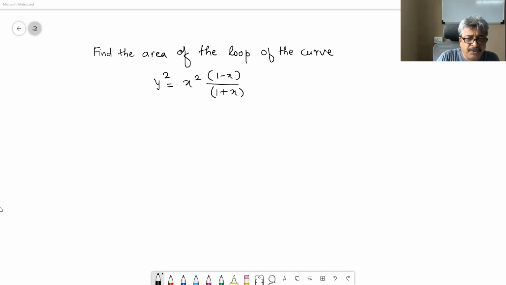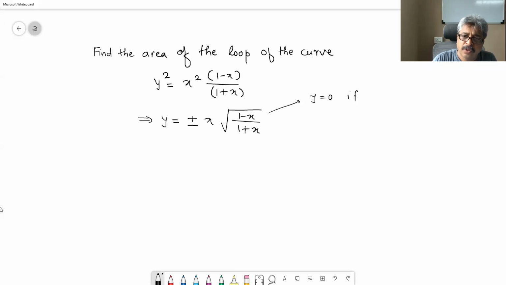of a curve, but if we want to treat it as a function we will have to take the square root, positive or negative, radical 1 minus x upon 1 plus x. The moment we write this as a function, we come to know y is equal to 0 if x is equal to 0 or x is equal to 1, right?